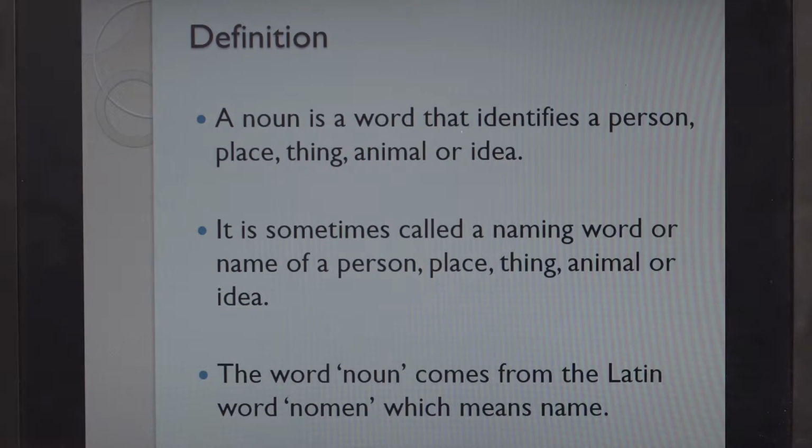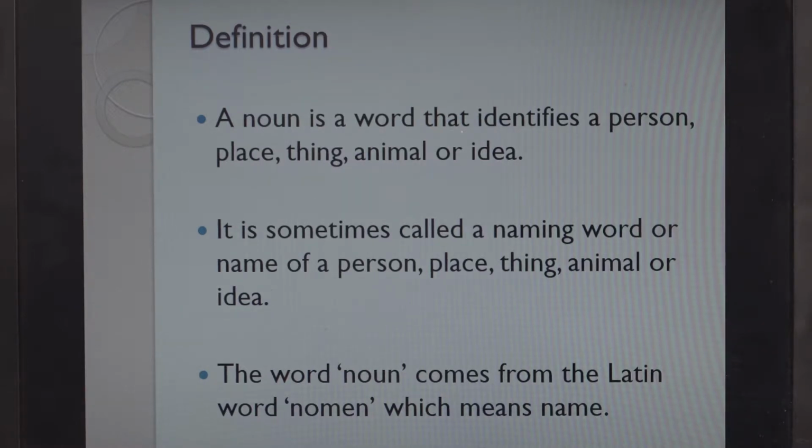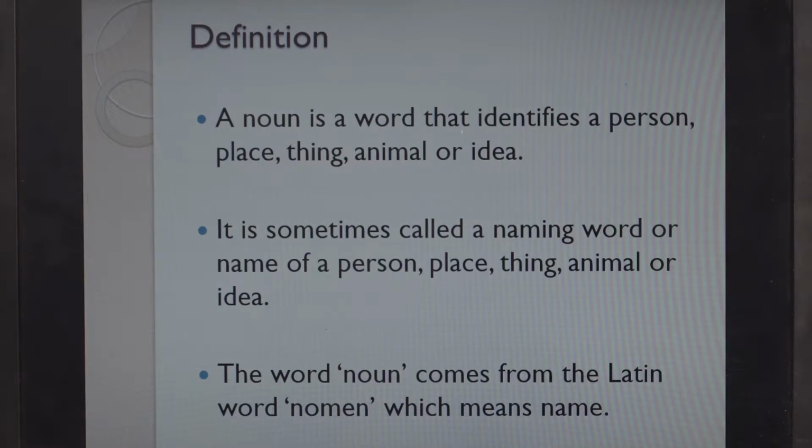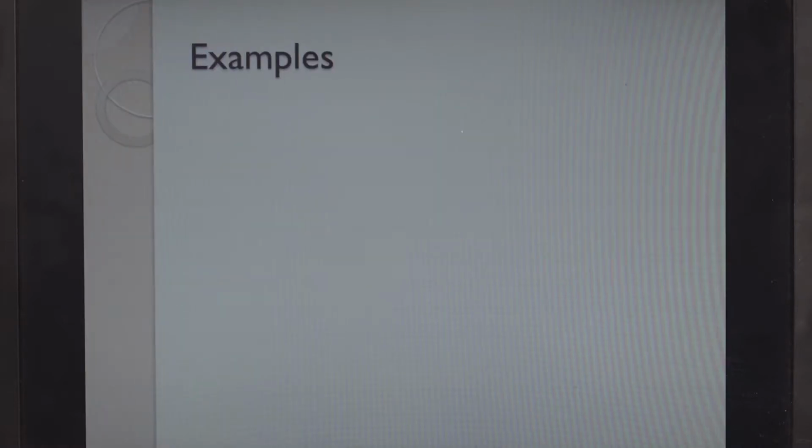A noun is a word that identifies a person, place, thing, animal, or idea. It is sometimes called a naming word or a name of a person, place, thing, animal, or idea. And the word noun comes from the Latin word nomen, which means name. So simply, it is a name of a thing.